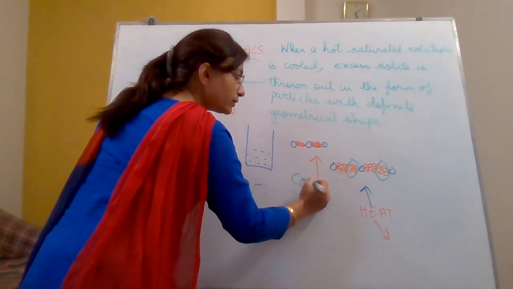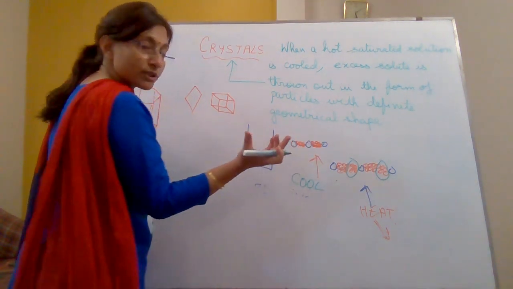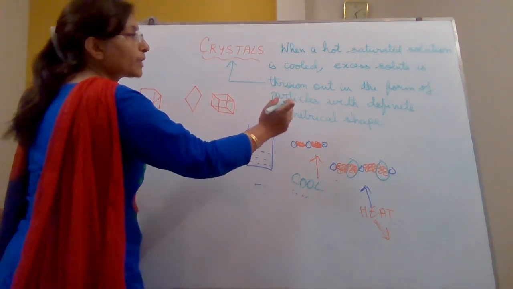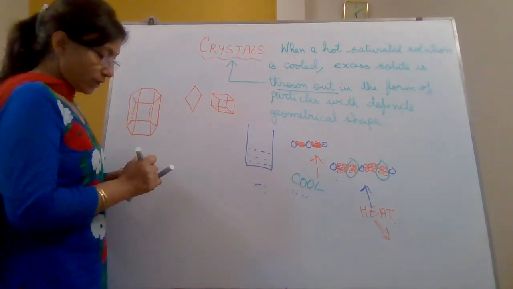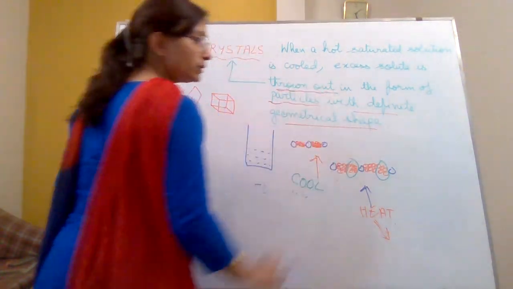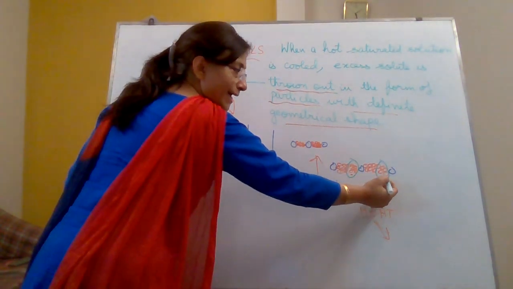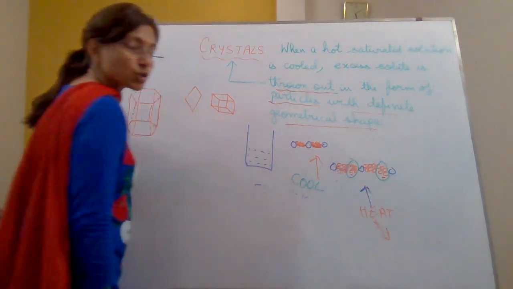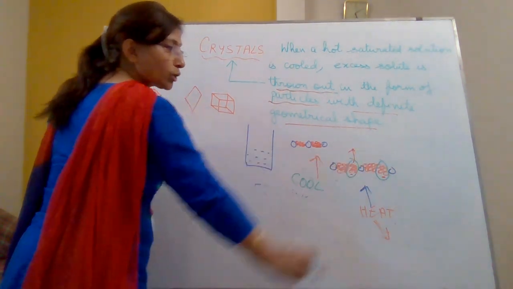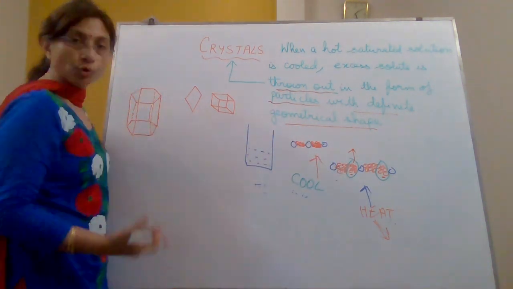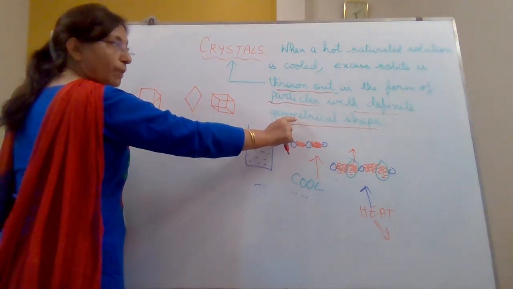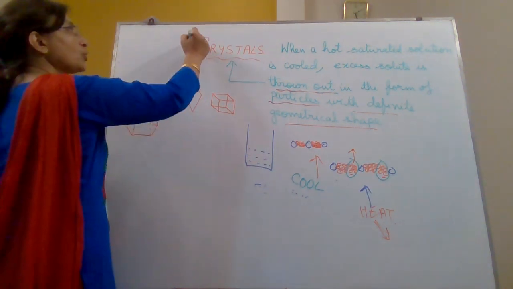जब आपने इसको cool कर दिया, ठीक, तो क्या हुआ? वापस से intermolecular spaces solvent की कम हो गई और जो ये excess solute इनके बीच में adjust हुआ था, it was thrown out, right? It was thrown out in the form of particles with a definite geometrical shape. ये जो excess of solute intermolecular spaces of solvent के बीच में adjust हो गया था when it was hot, then after it got cooled down, this excess solute was thrown out in the form of definite geometrical shapes, and these particles with definite geometrical shapes, we call them crystals.